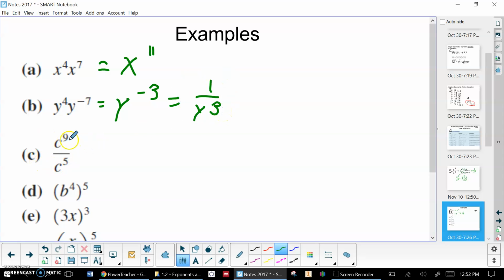Here we've got c to the 9th over c to the 5th. Again, our rule is subtraction, so 9 minus 5 is 4. This is going to be c to the 4th. I think about it personally as I have 5 in the bottom, so I take away all 5.